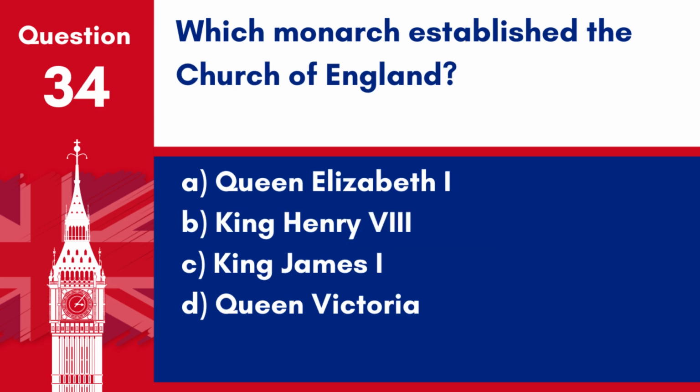Question 34. Which monarch established the Church of England? A. Queen Elizabeth I. B. King Henry VIII. C. King James I. D. Queen Victoria. Answer B. King Henry VIII. King Henry VIII established the Church of England in 1534 after separating from the Roman Catholic Church.